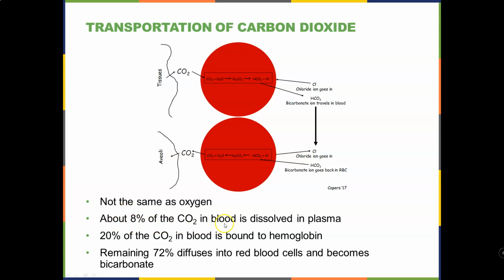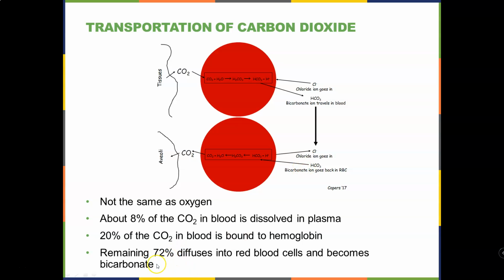8% of the CO2 in blood is dissolved in the plasma. So that's the CO2 right here. It's just sitting as CO2 dissolved in water, in the water of blood, in plasma. 20% of that CO2 in its molecular form of CO2 is bound to the hemoglobin molecules inside the red blood cells, the same way oxygen is carried, but only some CO2 is carried that way. The remaining, about 72%, is converted through this chemistry here into the bicarbonate system, and that's how the bulk of our CO2 is carried.